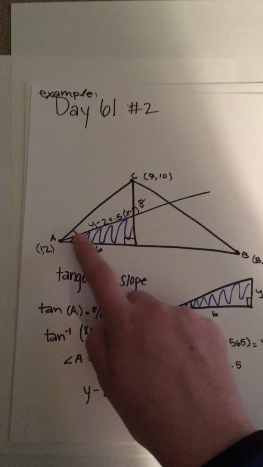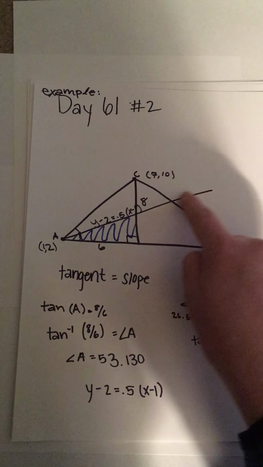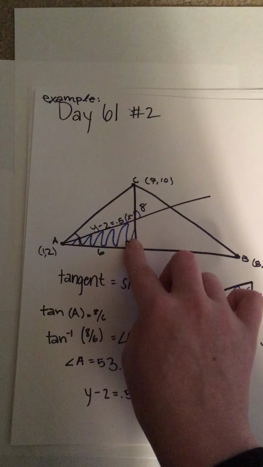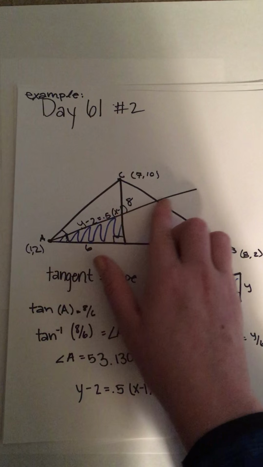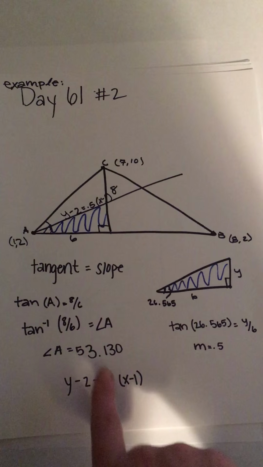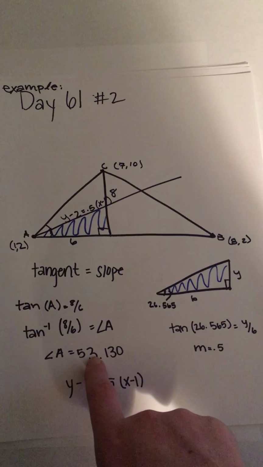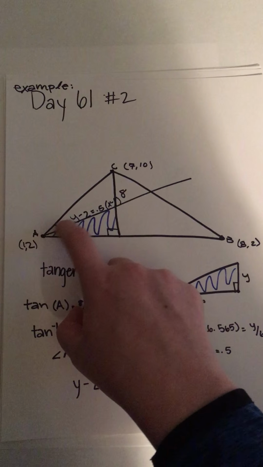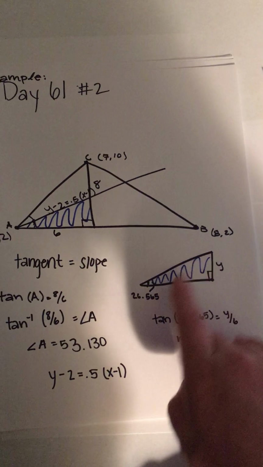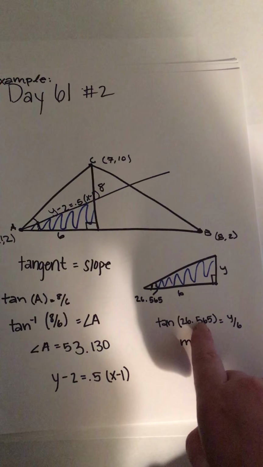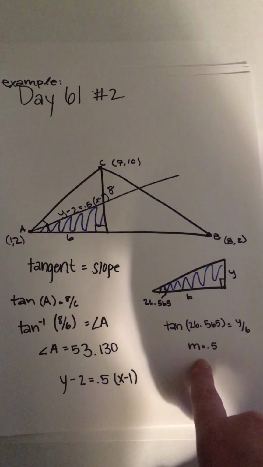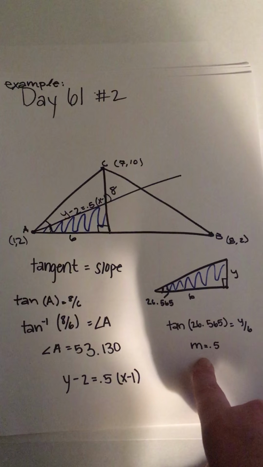So that's the total of angle A, but you just need the slope of this line, and tangent is the same thing as slope. So you have to use this small triangle right here in order to find the slope of the bisector. So to figure that out, you divide this angle by 2, because this little angle right here is the same as that one there. And then you can solve for it, and you get tangent 26.565 equals y over 6, and then you end up with the slope equaling 0.5.